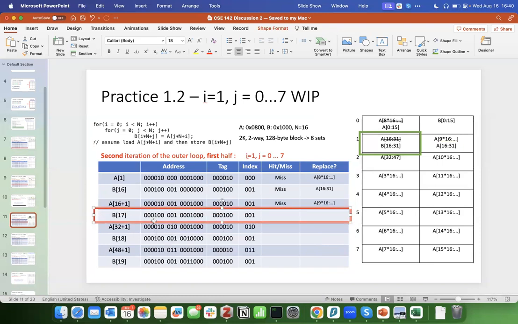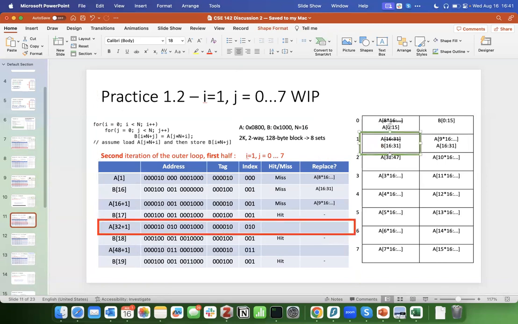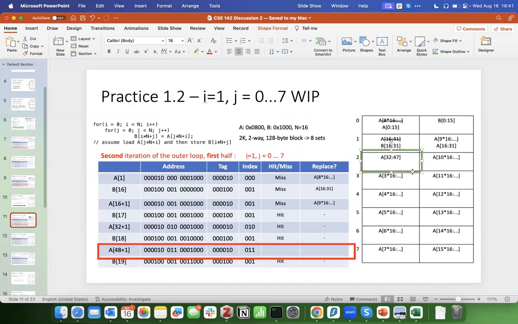And then B17, wow, finally we're getting some hits, right? This whole block from 16 to 31 is already in the cache. So I know all the subsequent accesses to B will be hits. And finally, I'm more than halfway through the table, right? Using this a bit of cheating. And then A33, well, that block 32 to 47 is in the cache. So this is a hit. Very nice. And then 49, well, it's part of this block, right? Starting from 48. So this is a hit as well.